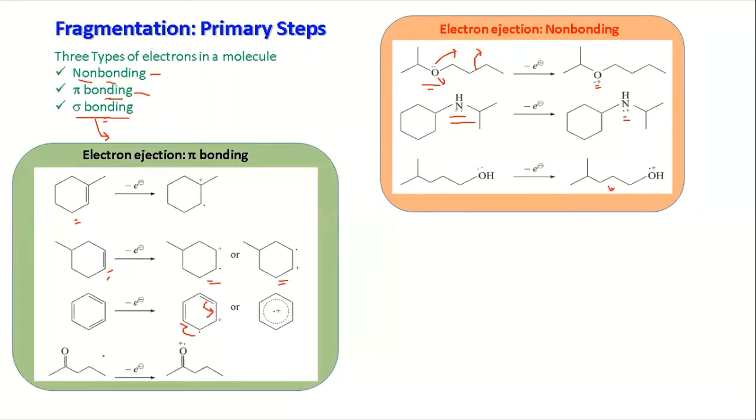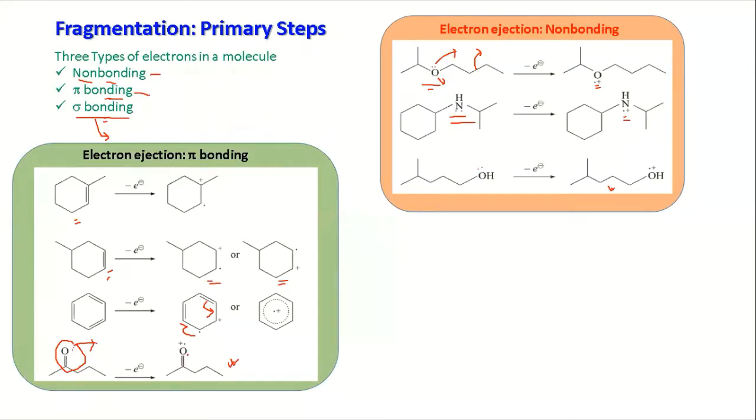You can also have electron ejection from a carbonyl. In this carbonyl, you have two types of electrons, right? You have non-bonding and you have pi bonding. Now what we see is that non-bonding electron ejection is more preferable than pi bonding. So this is a special case. Since the carbonyl has non-bonding electrons, it will undergo non-bonding ejection.